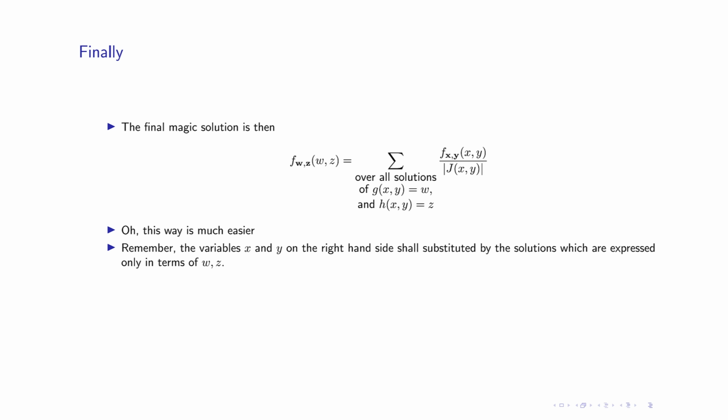You have to remember that all these x and y on the right side have to be evaluated at all the solutions, and they shall be expressed in terms of only w and z, because this function is the joint PDF of w and z. There should be no trace of x and y here once you do this.